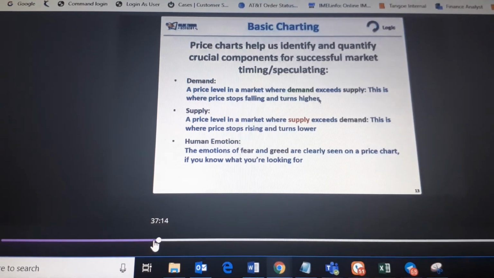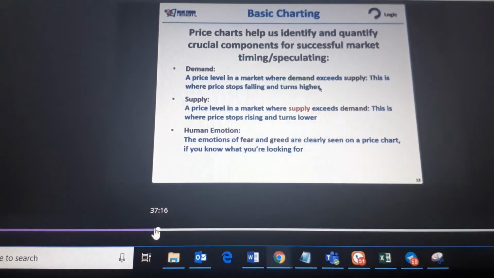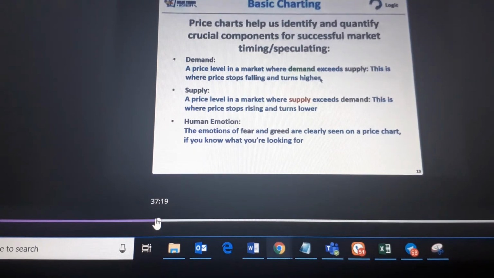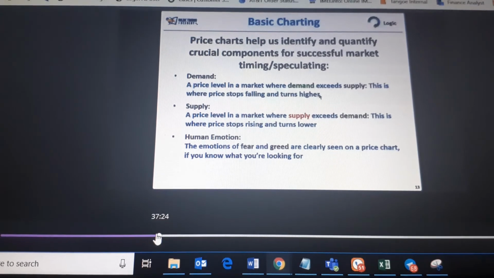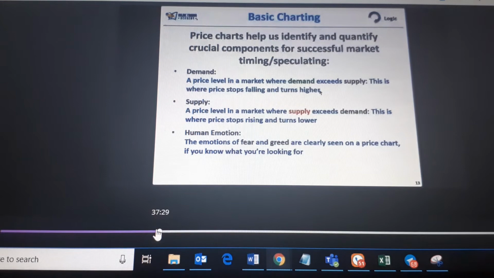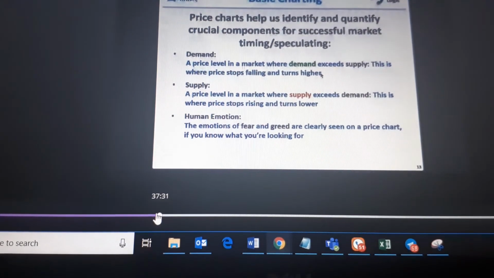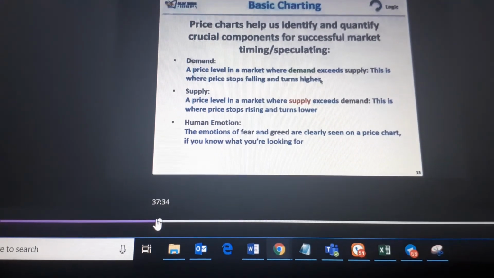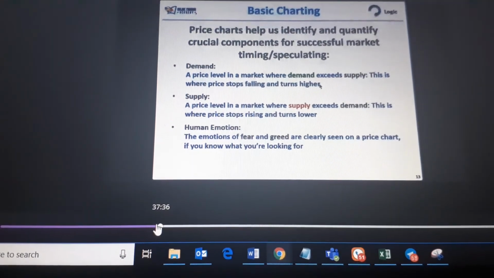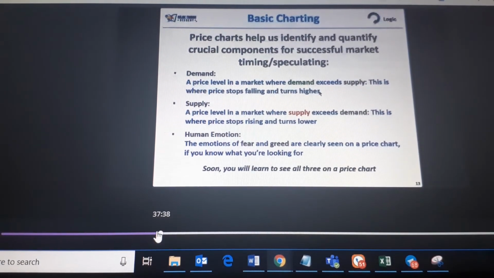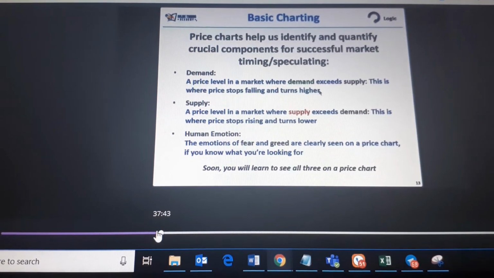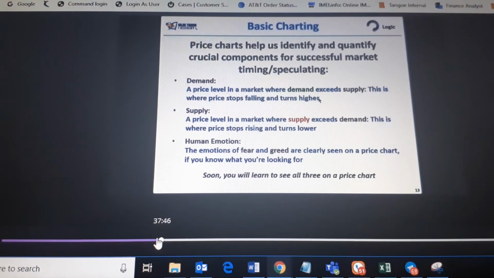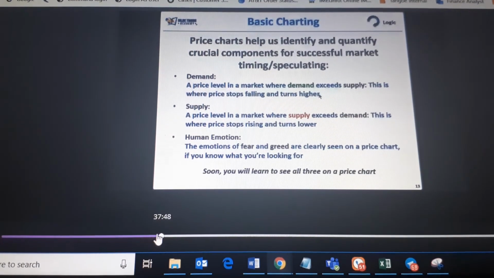Okay, human emotions. The emotions of fear and greed are clearly seen on a price chart if you know what you're looking for. So once we go to the charts and find demand and supply levels, you'll come to know where these human emotions are coming on the chart. Where is the emotion of fear coming in the chart, and where is the emotion of greed coming on the chart? So soon you will learn to see all three on a price chart. So this was just an introduction. We are going to see all this on a price chart in the coming sessions.